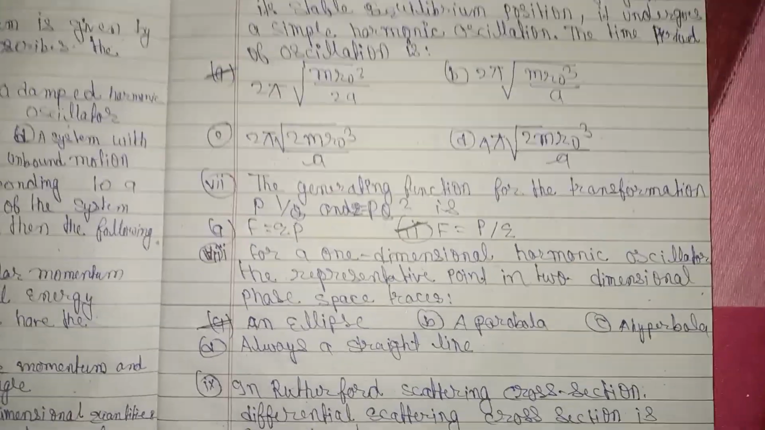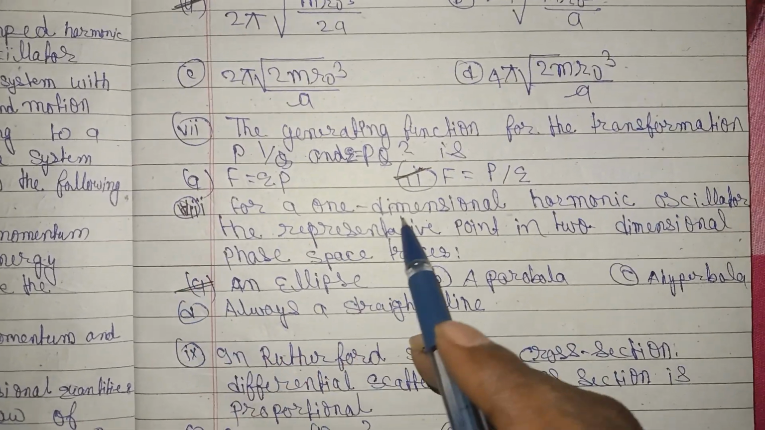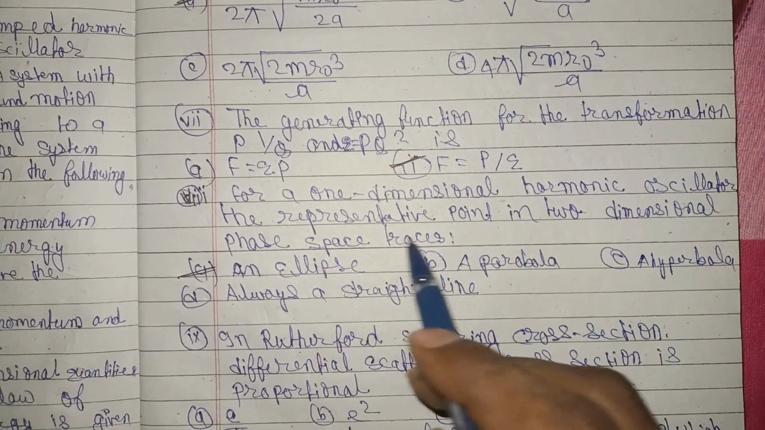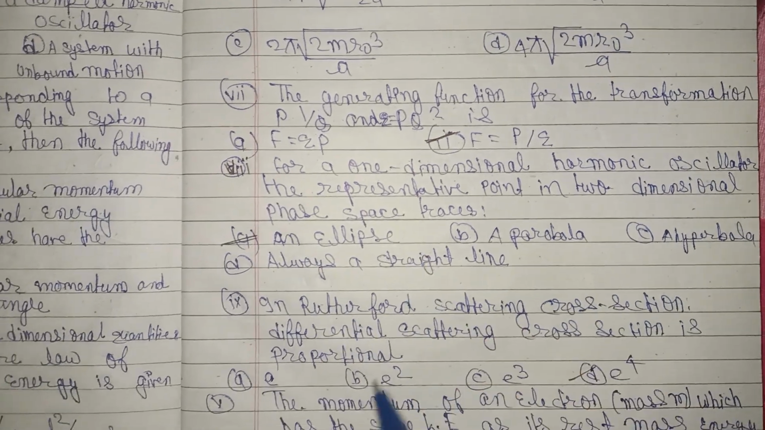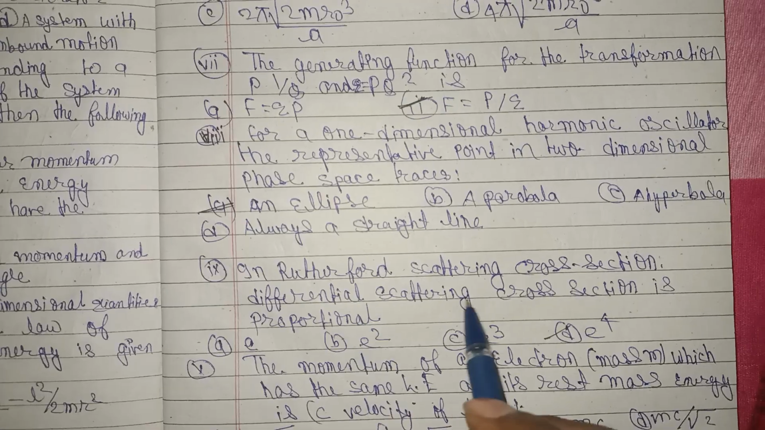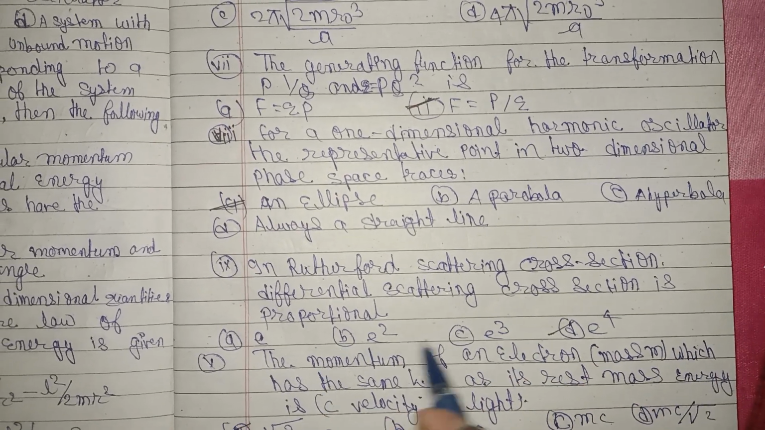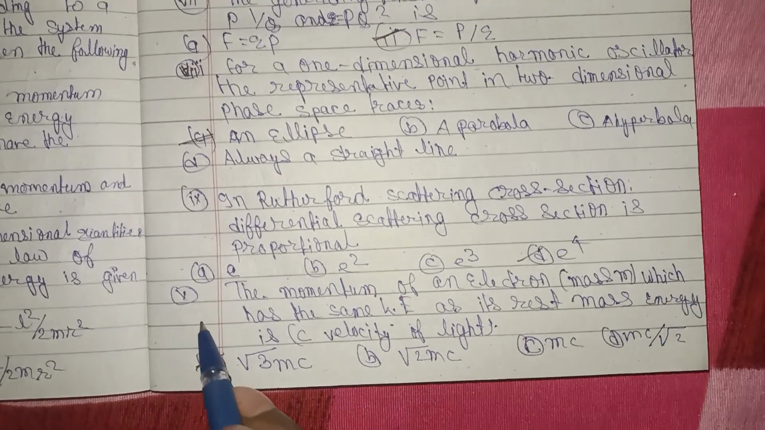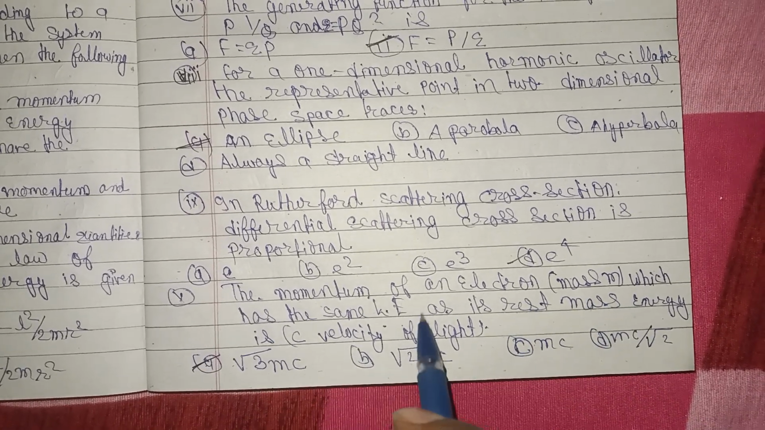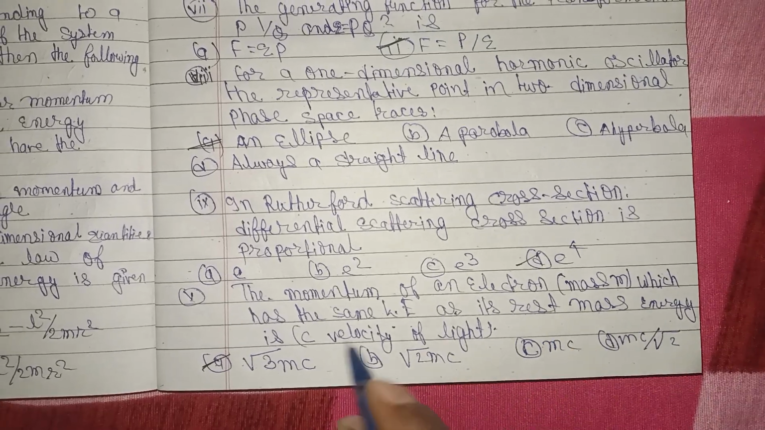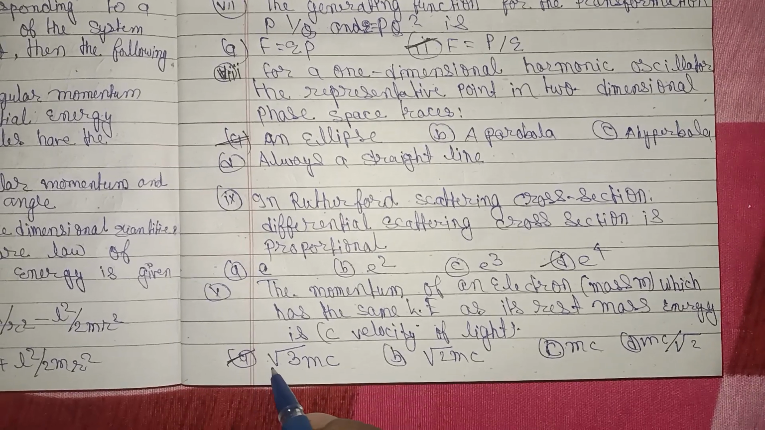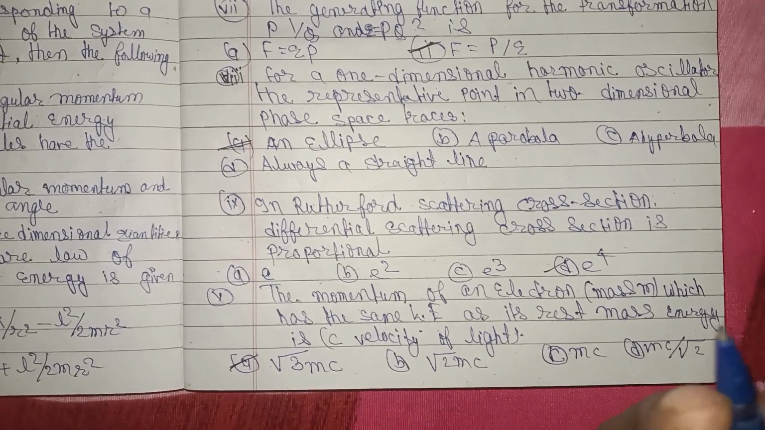Previous year's question. This is objective. Question number 8, for a one-dimensional harmonic oscillator, the representative point in two-dimensional phase space traces an ellipse. And question number 9, in Rutherford scattering, the differential scattering cross-section is proportional to e power 4. Question number 10, the momentum of an electron of mass m which has the same kinetic energy as its rest mass energy, c is the velocity of light. So option A, under root 3 mc, is the correct answer.